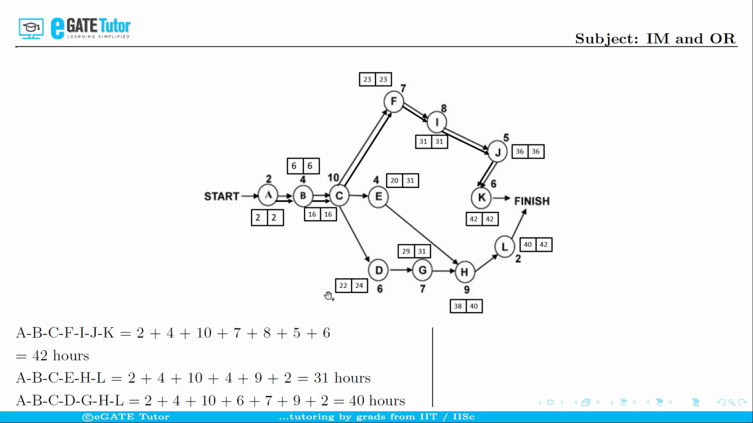Okay, so that is how we will be calculating the earliest start time and latest start time for all the activities. Now let us try to understand what is a slack. Slack for a particular activity is nothing but the difference between latest start times and earliest start times. So the latest start time and earliest start time for activity L are 40 and 42. So slack on activity L is nothing but 42 minus 40, which will be 2 hours.